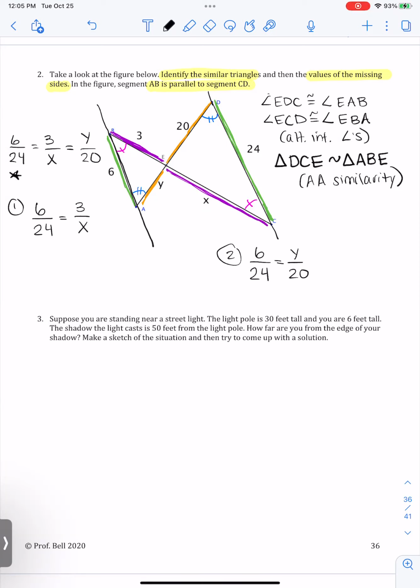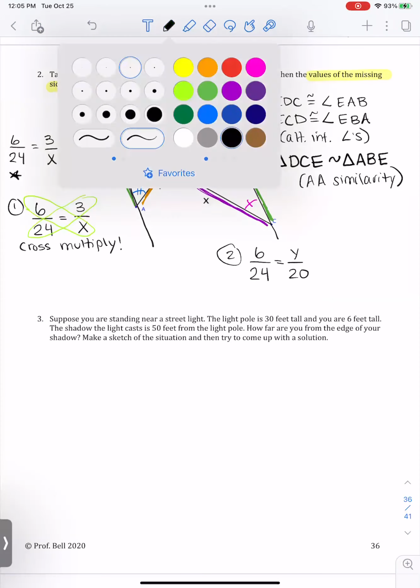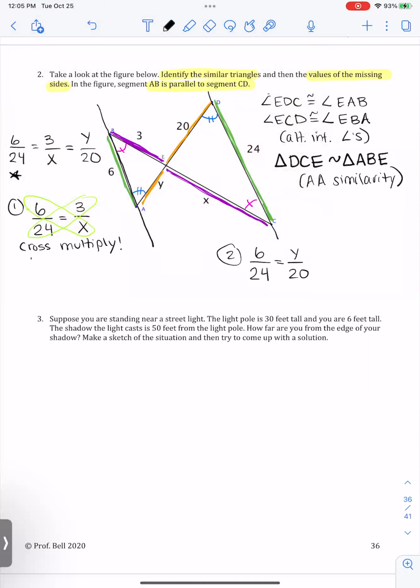In order to solve a proportion, you cross multiply. So that means that I would multiply 24 times 3 and 6 times X and set them equal to one another. So that would look like 6x equals, and then I multiply 24 by 3, and I get 72.